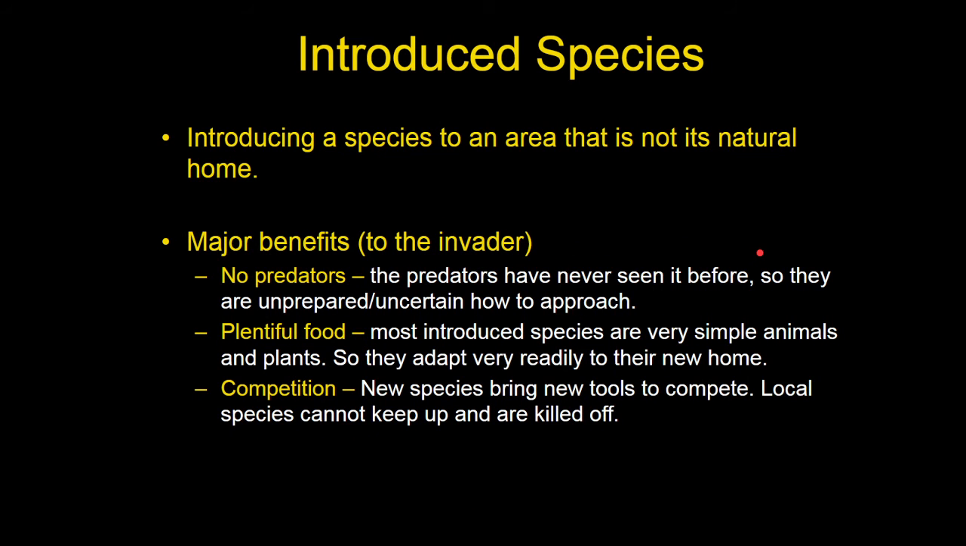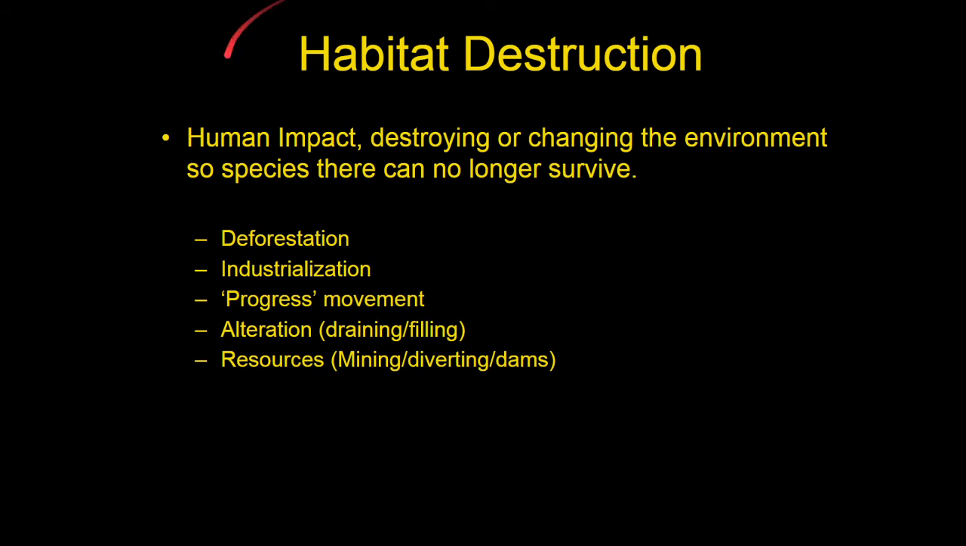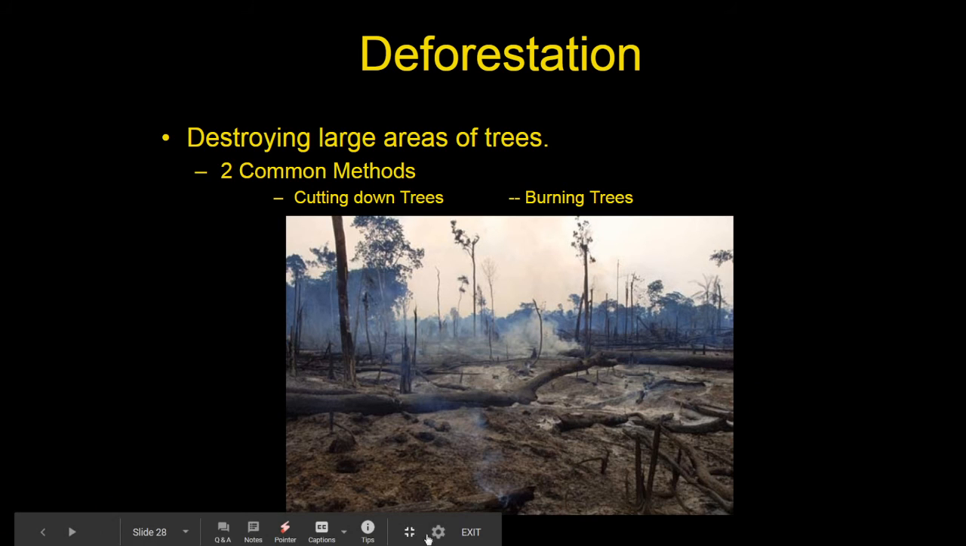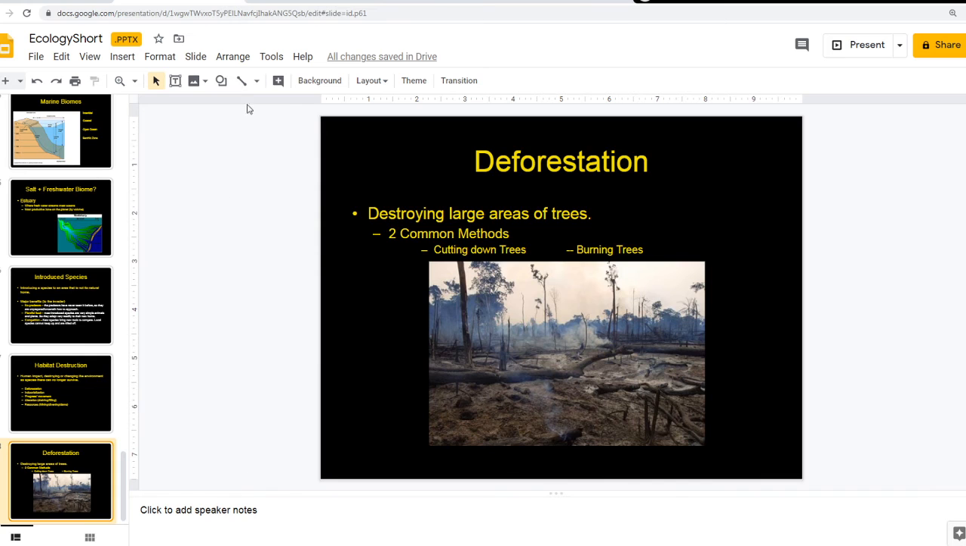Then we started getting into our human impacts. Our introduced species. You guys did a project on that, so I'm not going to go over it. Habitat destruction. We took a look at all the different ways that this can happen through deforestation, industrialization, urbanification, all of those. And then keep in mind, we also talked about things like monocultures, global warming, and yeah, that's it. That's our review.